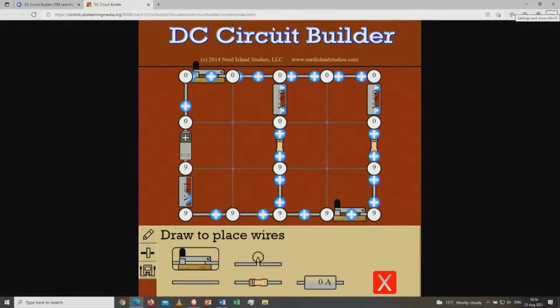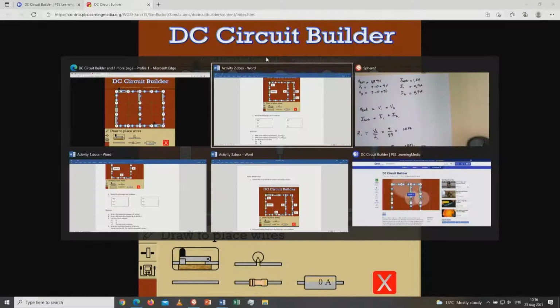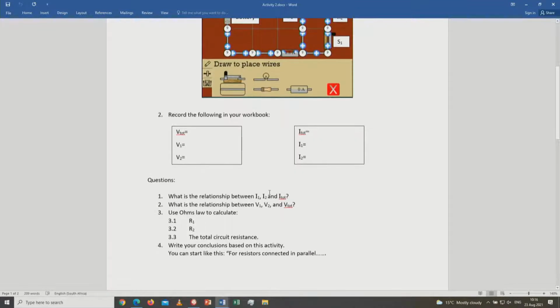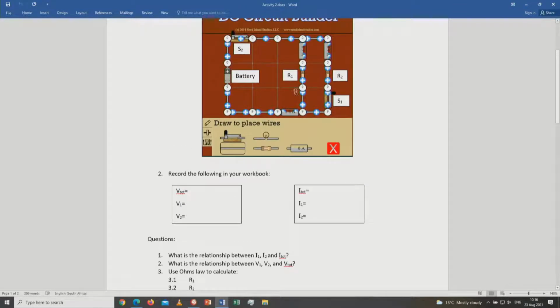Yes, I was quickly also trying to use the information here to do the calculations. I think you have recorded these values for the parallel connection.